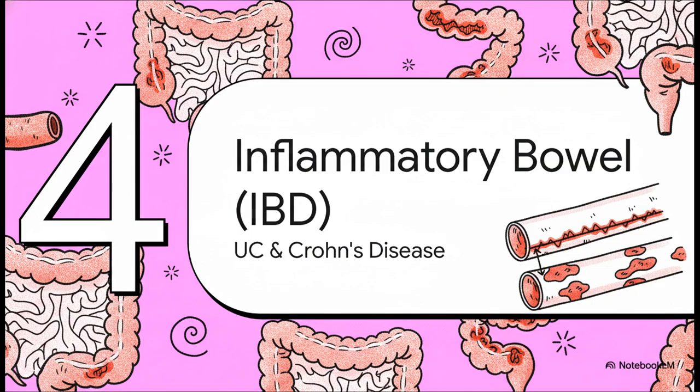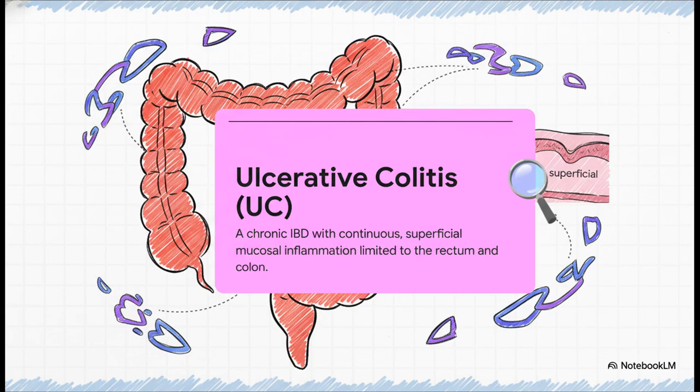or IBD. We're going to break down the two main types you need to know: ulcerative colitis and Crohn's disease. Let's start with ulcerative colitis, or UC. Now, the definition here is packed with keywords that are absolutely critical for telling it apart from Crohn's. So UC is a chronic IBD with, number 1, continuous inflammation. That means it's one long, uninterrupted stretch of disease.